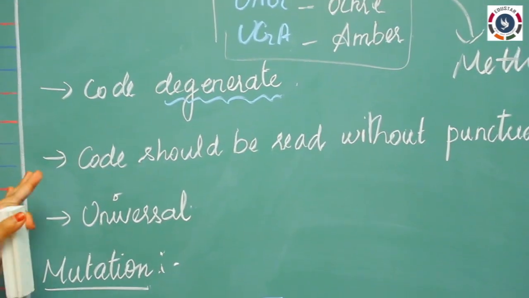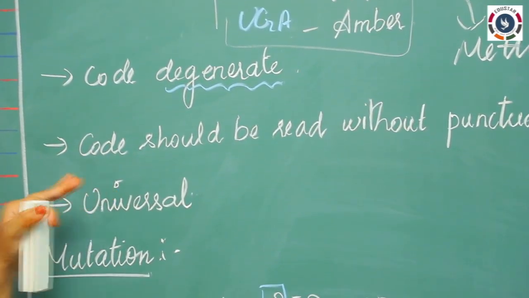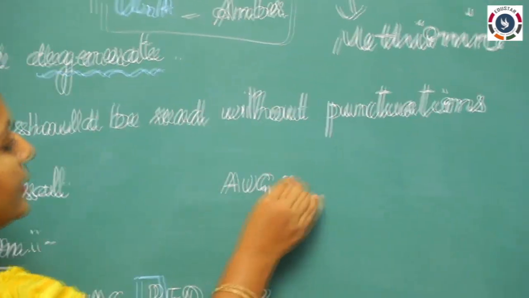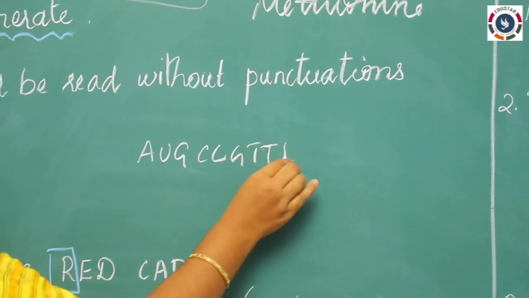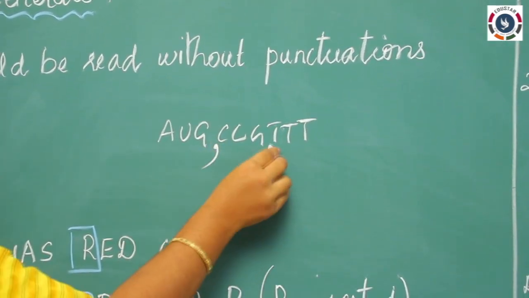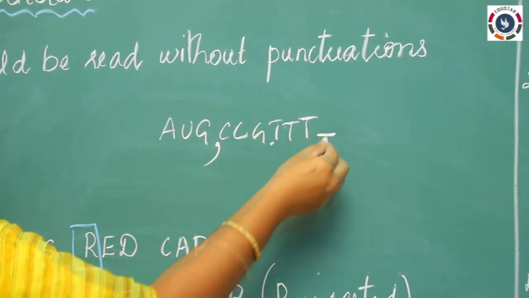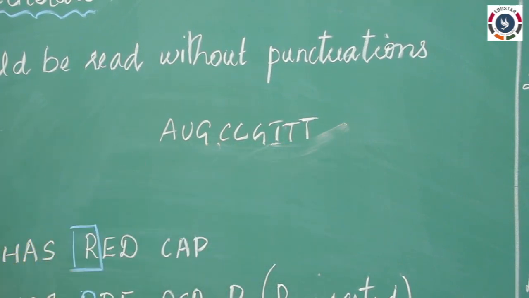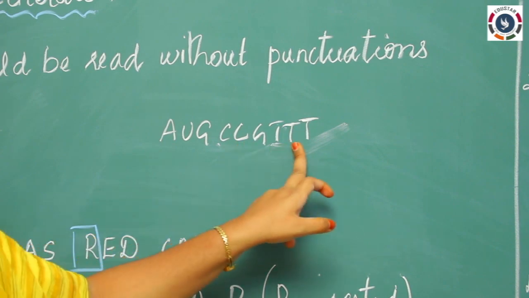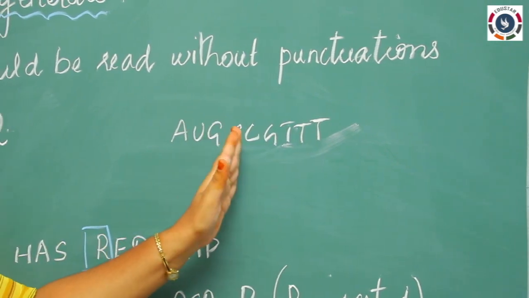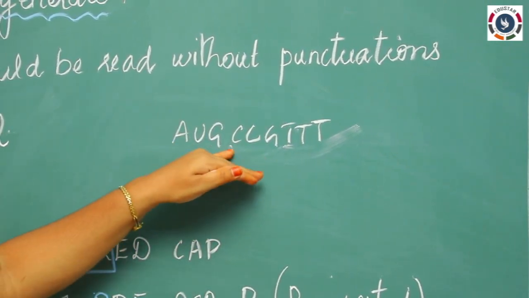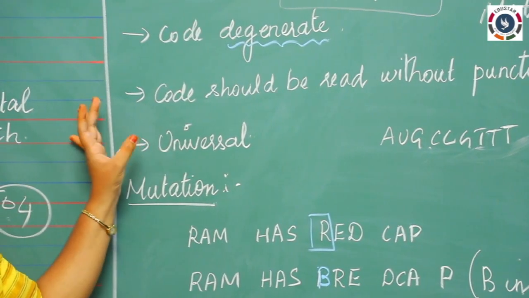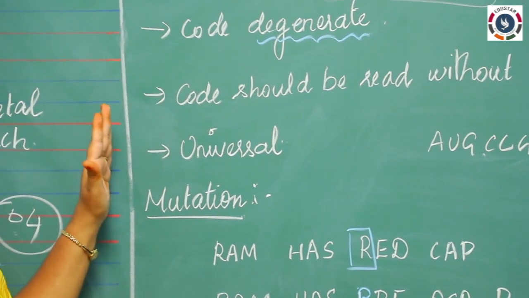The next one is, we should not read the code with the help of any punctuation marks. For example, if you are having AUG, CGG, TTT, you should not put any comma or any full stop or any dash in between this. This is completely wrong. We have to read it as such, AUG CGG TTT. We should not give any punctuation in between them, and we should not leave any gap between them also. This code is said to be universal. These are the properties of our genetic code.